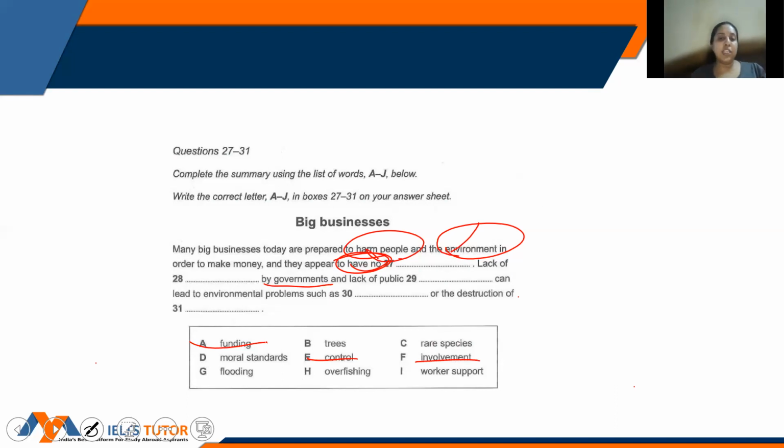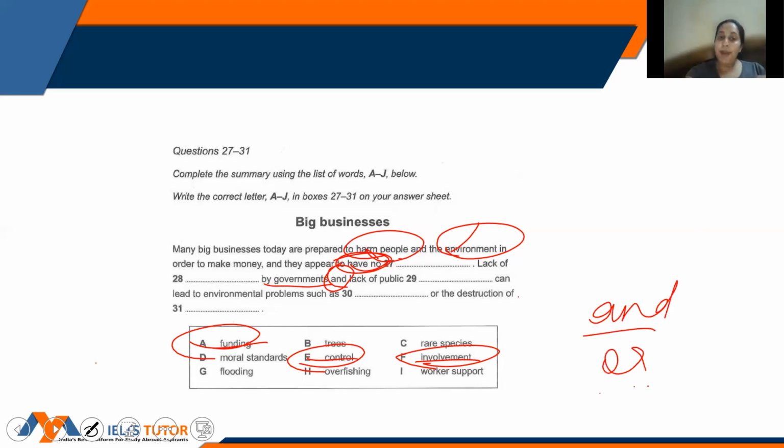So we are just assuming, I don't have the paragraph here. I'm just telling you how we have to pick the information. When I read the paragraph, the word and is very important. When you are doing a blank, if you have the word and or or, it means in the paragraph two things will be mentioned, funding and involvement. So you have to see which of these three options is going with public and which is going with government.